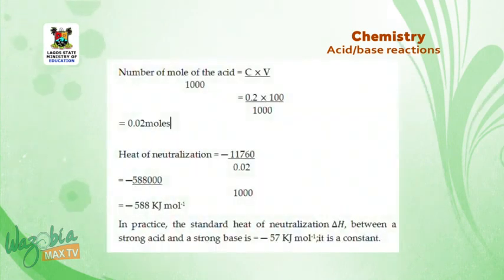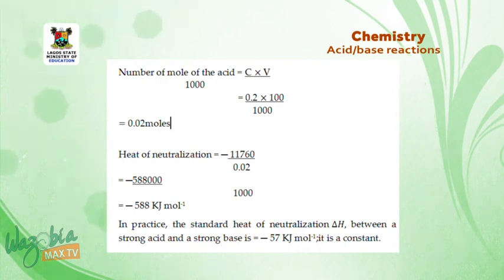To find the number of moles of the acid, we are going to use the expression concentration times volume divided by 1000. We are dividing by 1000 to convert the volume of the acid given in cm³ to dm³. Concentration of the acid is 0.2 times volume of the acid 100 divided by 1000. This gives 0.02 moles.